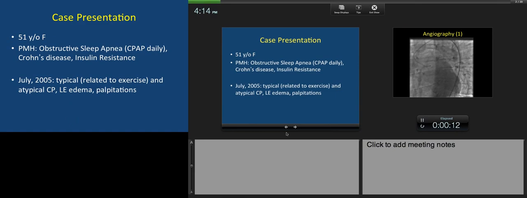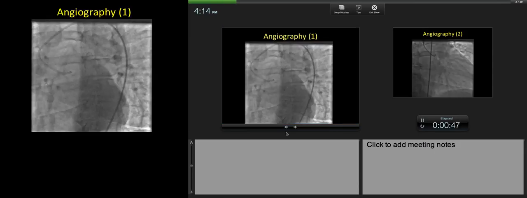The subject of typical chest pain. CPAP daily. She was diagnosed with Crohn's disease in 1995, and at 51 she was diagnosed with insulin resistance, which evolved towards diabetes. So she had a first angiography. She presented in 2005, yeah, for typical and atypical chest pain, lower extremity edema, and palpitations.